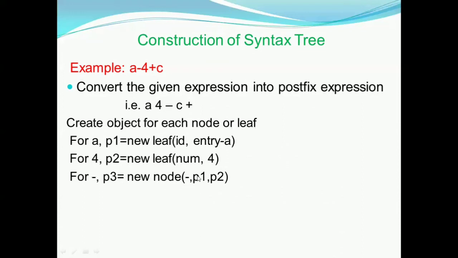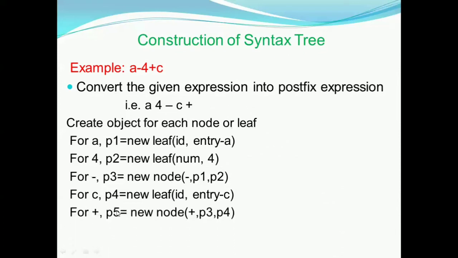We are representing each node using either a leaf node or an intermediate node. In order to get the value for P1, we'll directly reference P1. We'll get the value of P1 as well as the value of P2. Similarly, why we construct P4 is that it is c. For c, we are going to create P4, which is a leaf node. Once again, it's an identifier, so make an entry into the symbol table. Then finally, you are supposed to create a plus.